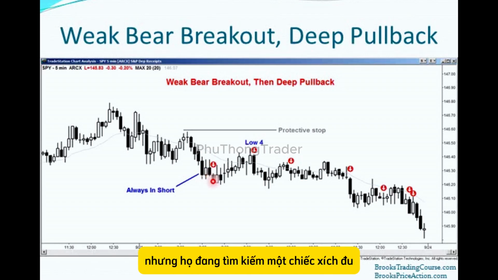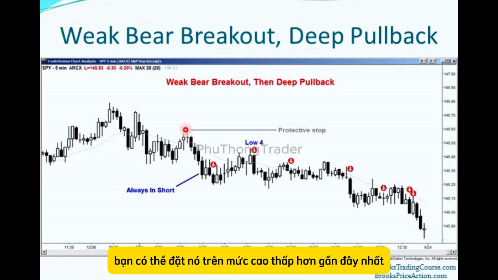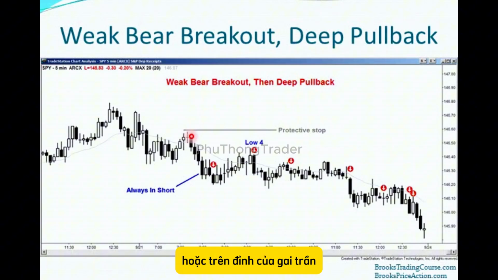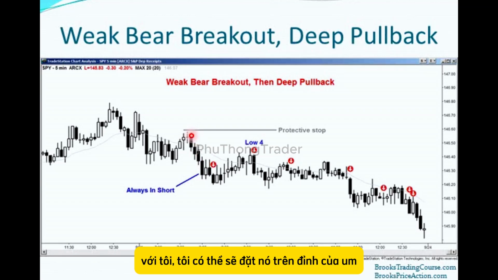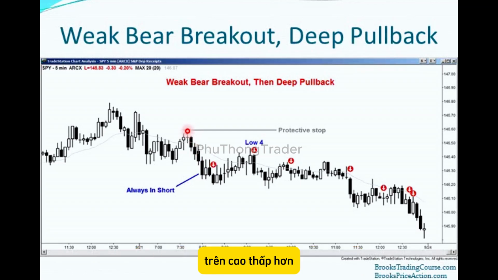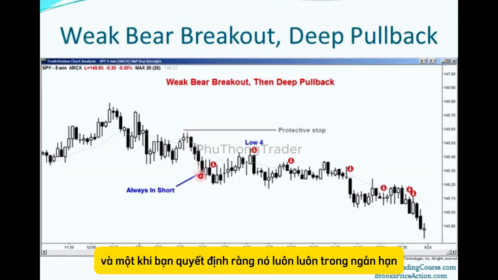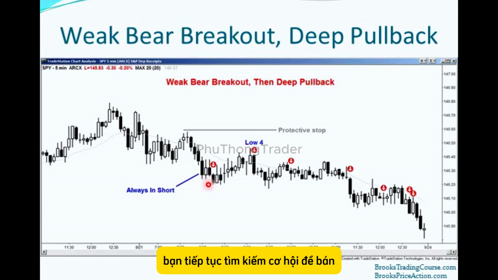But they're looking for a swing. The market's in a bear trend, and they just decided at this moment that it's in a bear trend. So they're looking for a swing. And where does their stop go? Above the top of the spike. You could put it above the most recent lower high, or above the top of the bear spike. The bear spike began with this bear body. To me, I would probably put it above the lower high.